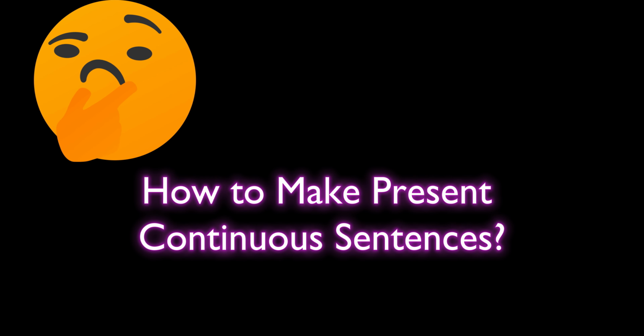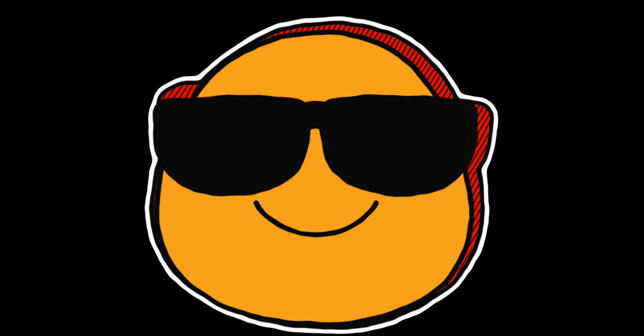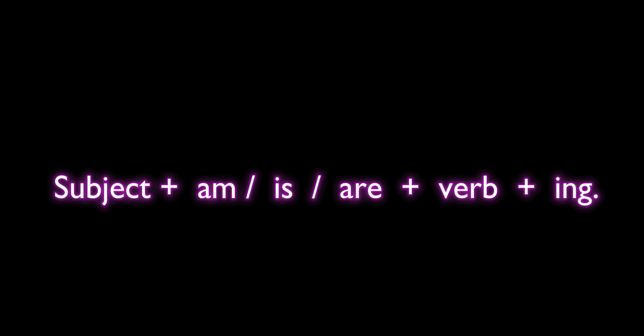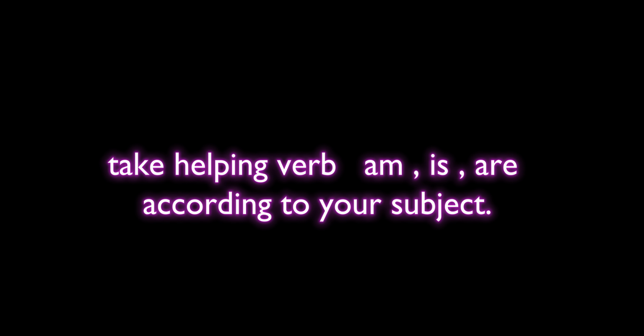Now, let's learn how to use it. How to make present continuous sentences. Making a sentence in present continuous is super easy. Just follow this formula. At the beginning take subject, plus am, or is, or are, plus verb, plus ing. Take helping verb am, is, are, according to your subject. Let's look at it with examples.